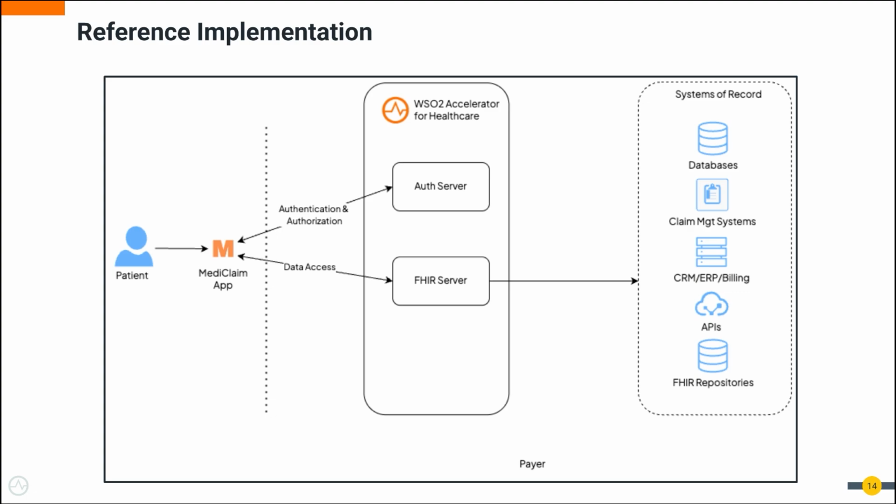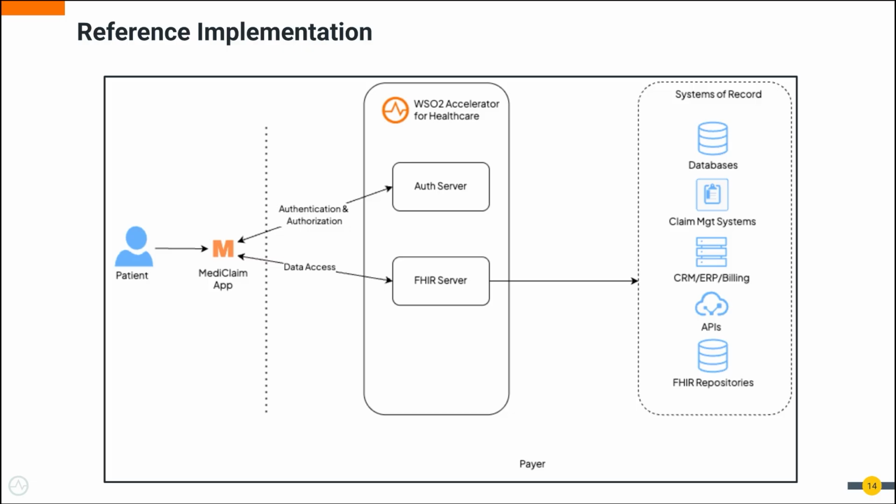Next is the FHIR server. This is also hosted by the payer. This server provides access to critical patient data including claims, coverage, and prior authorization status, all in the FHIR R4 format. It acts as a facade over existing systems, exposing data through standardized APIs required by the Patient Access API. The FHIR server is implemented using the WSO2 Accelerator for Healthcare with ready-to-use pre-built FHIR APIs.